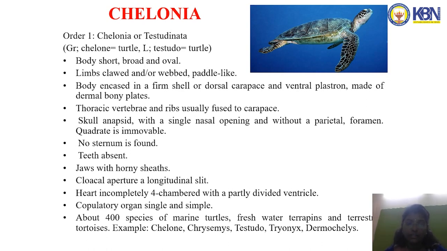Thoracic vertebrae and ribs usually fuse to the carapace. Skull anapsid with a single nasal opening and without a parietal foramen. Quadrate is immobile. No sternum is found. Teeth are absent. Jaws with horny sheaths. Cloacal aperture, a longitudinal slit. Heart incompletely four-chambered with a partly divided ventricle. Copulatory organs single and simple. About 400 species of marine turtles, freshwater terrapins, terrestrial tortoises, examples like Chelone, Chelys, Testudo, Trionyx, Dermochelys.